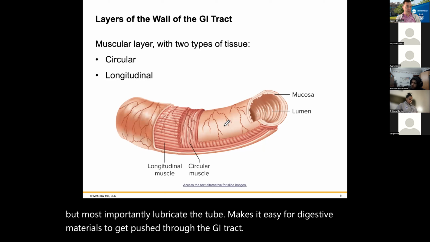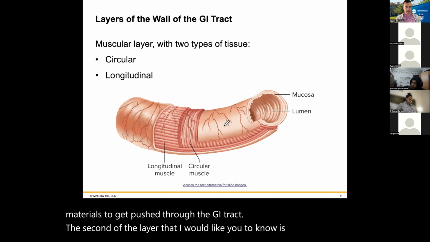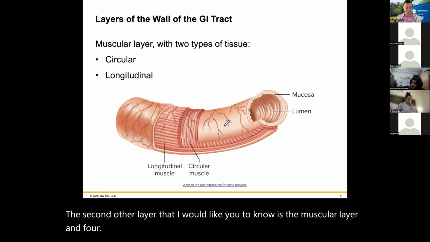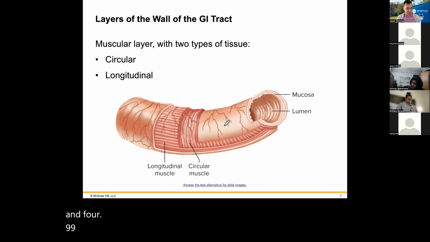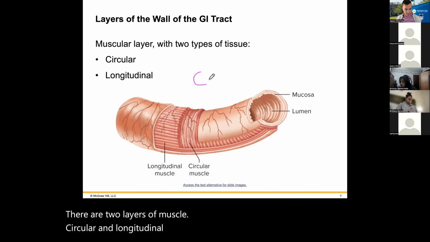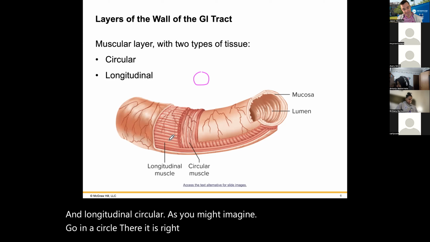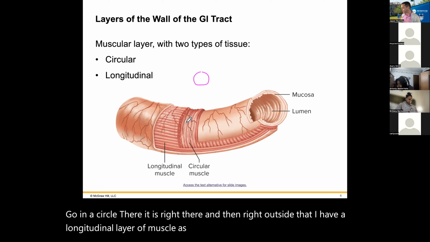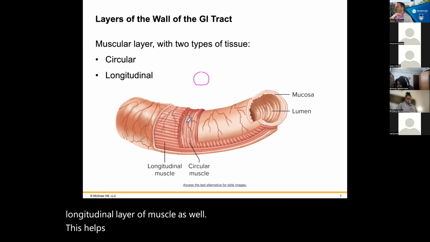The other layer that I would like you to know is the muscular layer. For 99% of the digestive tract, there are 2 layers of muscle, circular and longitudinal. Circular, as you might imagine, go in a circle. There it is right there. And then right outside that, I have a longitudinal layer of muscle as well. This helps to facilitate movement.